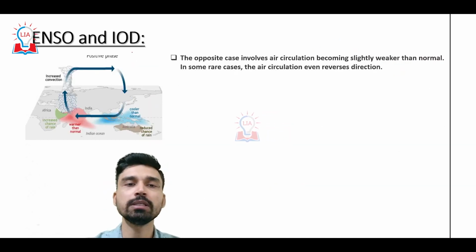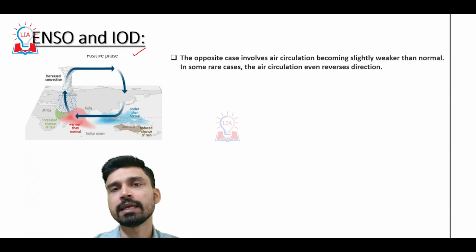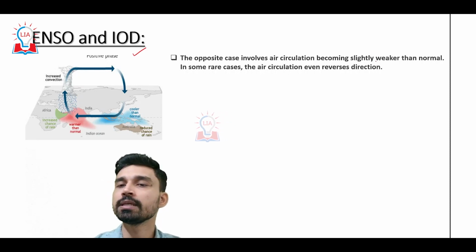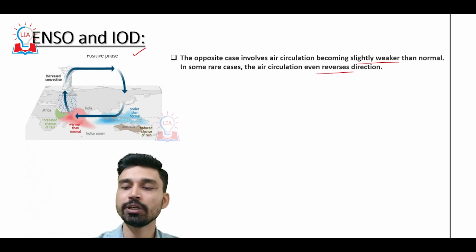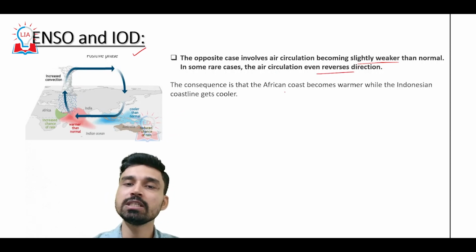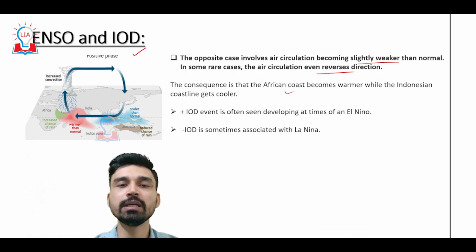Similarly, if we talk about the positive phase of IOD, everything is reversed. The opposite case involves air circulation becoming slightly weaker than normal. In some rare cases, air circulation even reverses direction, and the consequence is that the African coast becomes warmer while the Indonesian coast becomes cooler.